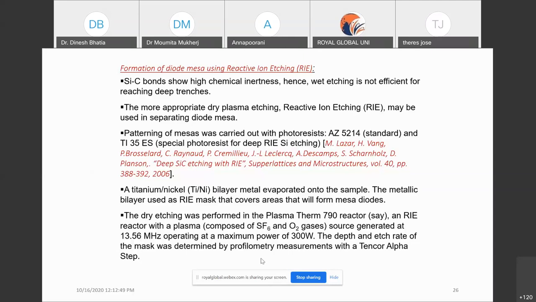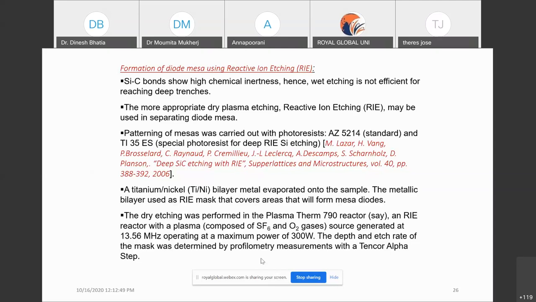But in this case, the technology that we have adopted is a superlattice technology, and the device will be an embedded part of the terahertz waveguide. So within the waveguide, layer by layer growth, as I showed you just now, has been done. Now a titanium nickel bilayer metal is evaporated on the sample. The metallic bilayer is used as an RIE mask and covers the area that will form the mesa diode.